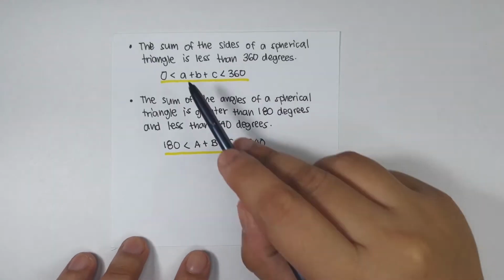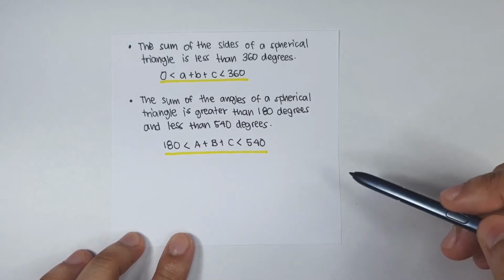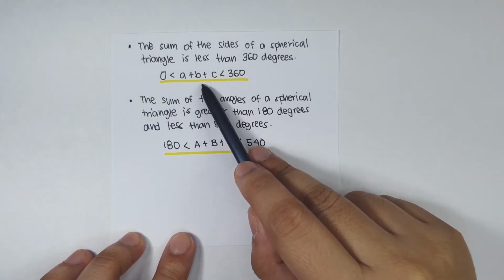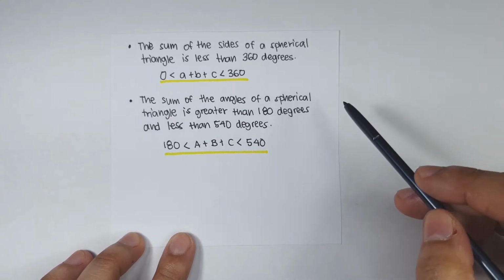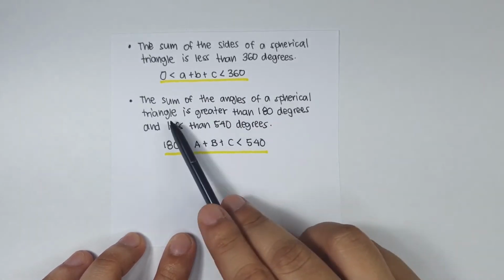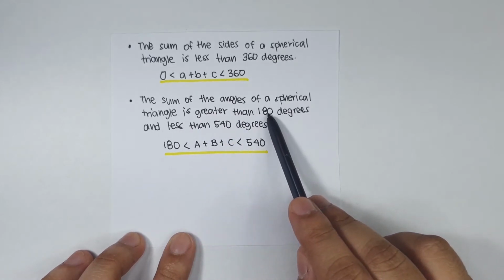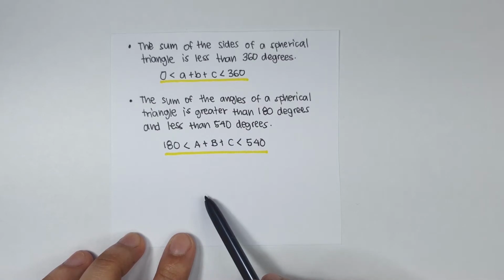Third, the sum of the sides of a spherical triangle is less than 360 degrees. So A plus B plus C must be from 0 to 360 degrees. Fourth, the sum of the angles of a spherical triangle is greater than 180 degrees and less than 540 degrees.